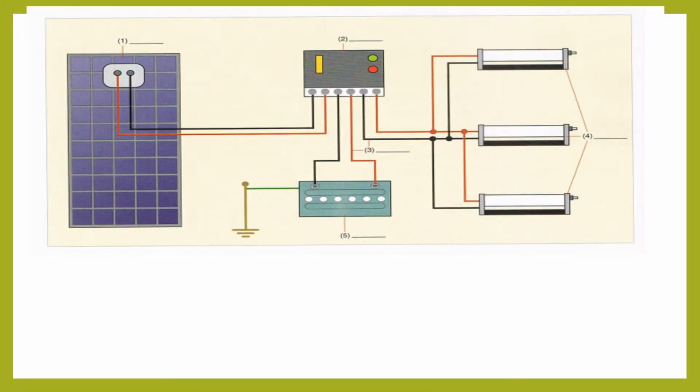In the previous lesson, we had a look at this diagram, and we said that number 1 is a solar panel, number 2 is a controller, number 3 are cables, 4 lamps, and 5 controller. And we explained how the electricity moves from the panel to the controller and then to the batteries or the lamps.